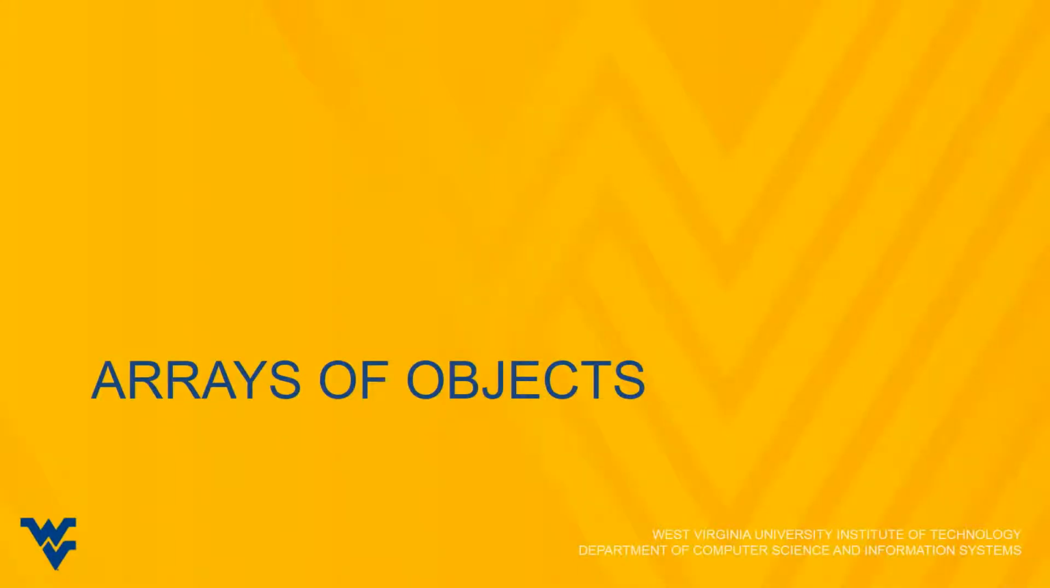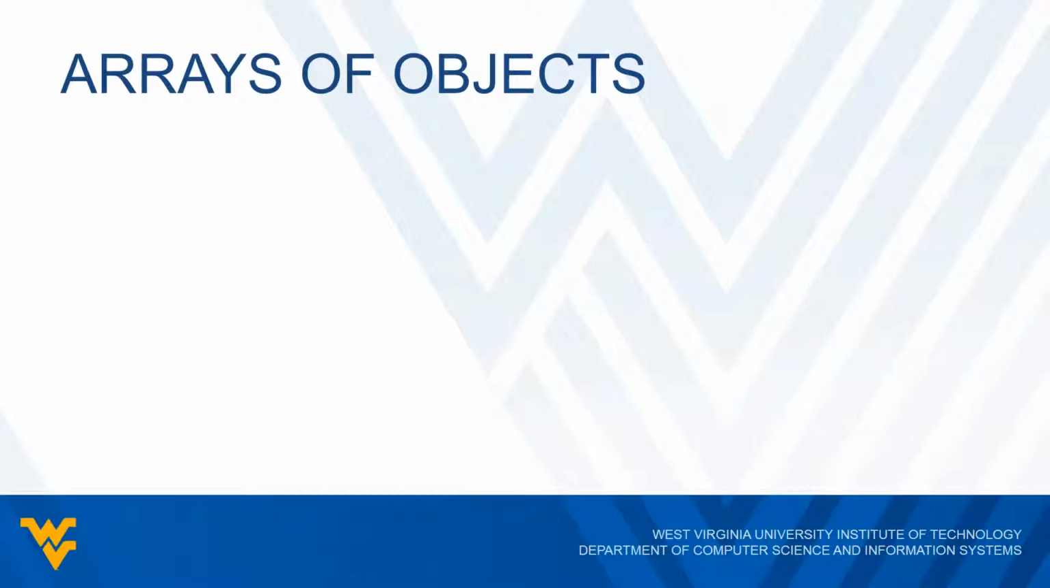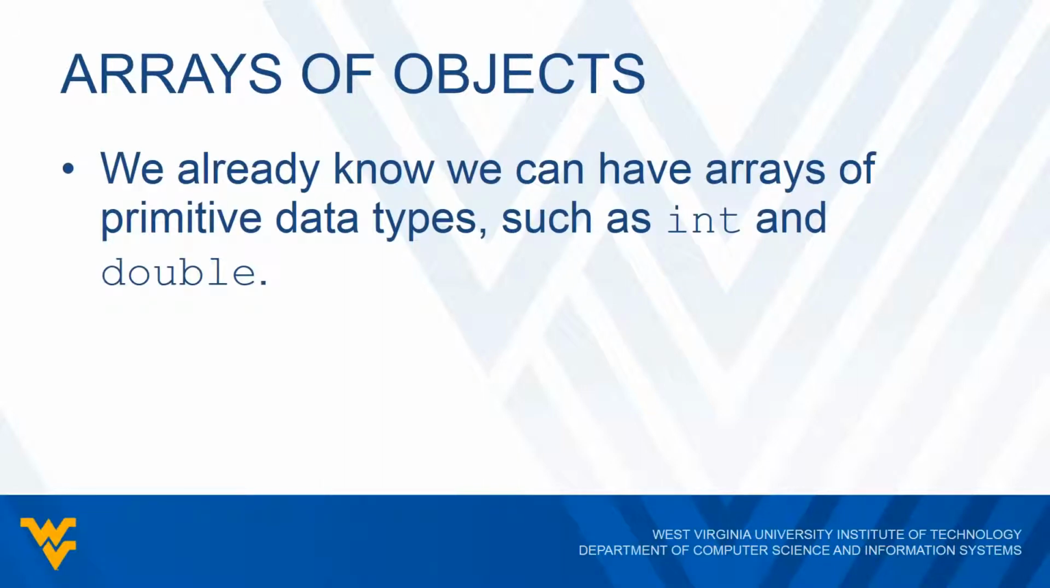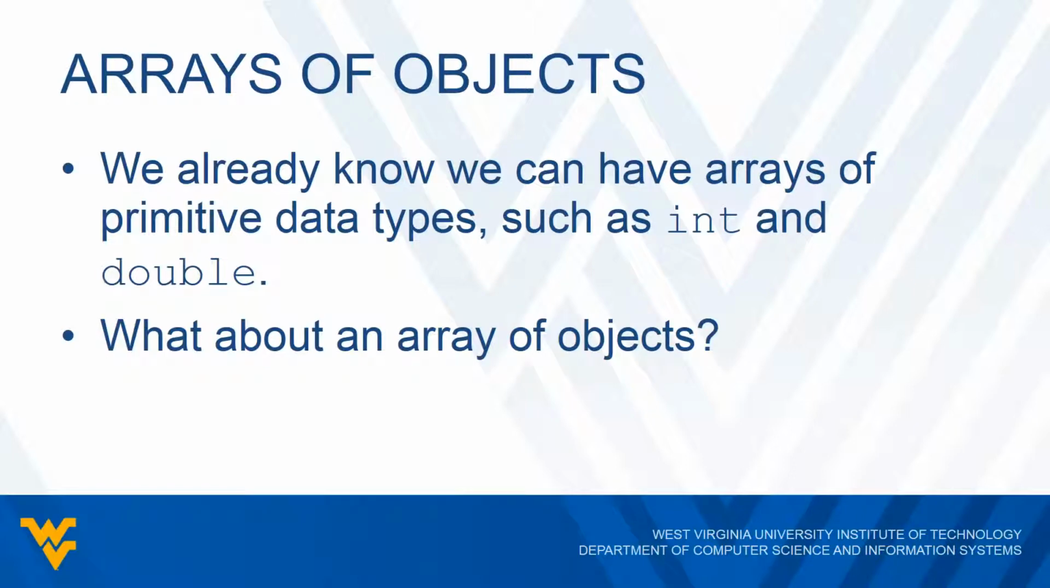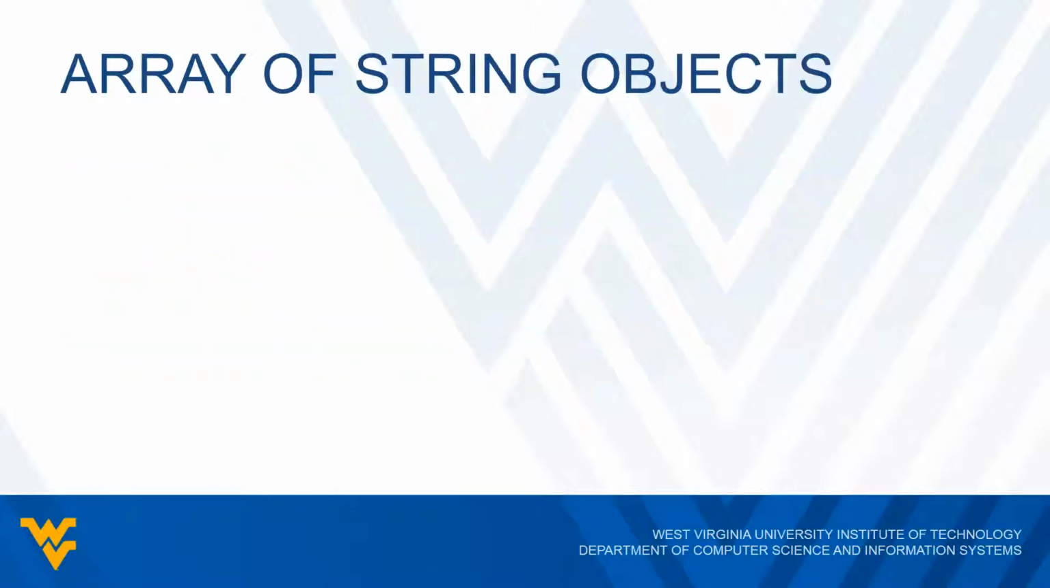We'll now take a look at how we can handle arrays of objects. So we already know how we can manage arrays of primitive data types such as ints, doubles, characters. Those are pretty straightforward. But how do we handle an array of objects? And what we're going to find is it's a little different than dealing with primitive data types.